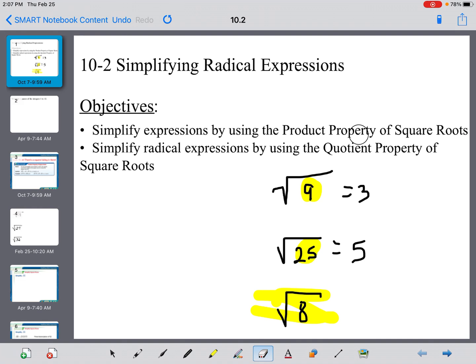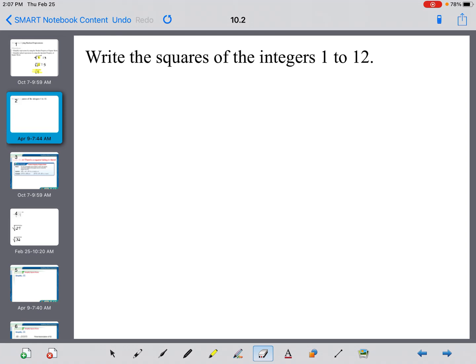But we're going to learn how to simplify these expressions using the property of square roots. We're going to use that, and we're also going to talk about the quotient property. I think the first thing we need to do is get familiar with the squares. If you don't know what the squares are, then you don't know what you're looking for, and we need to be able to look for and identify perfect squares.